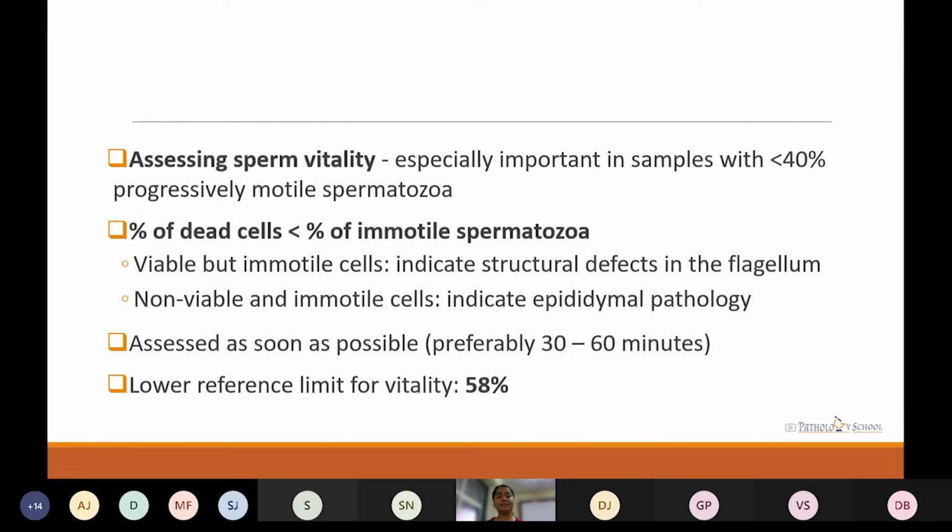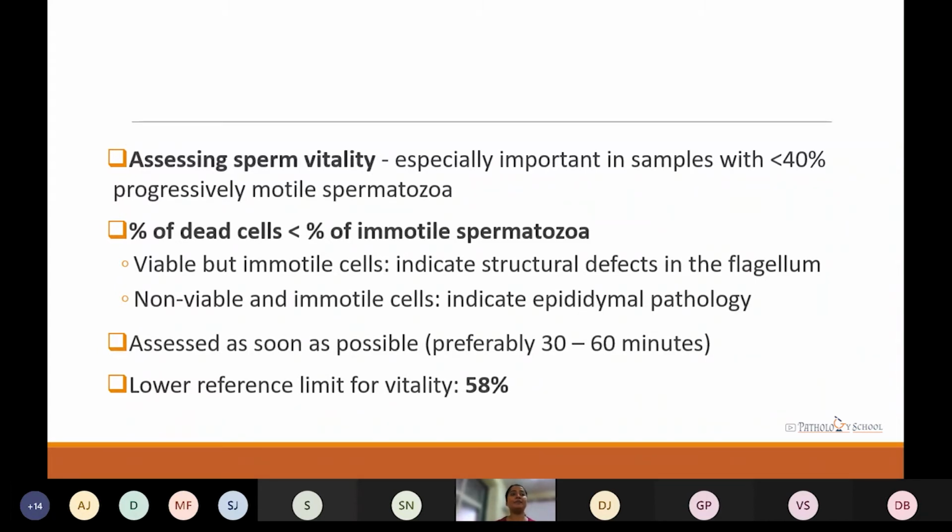Now, when is this sperm vitality being performed? It is done in those samples whose progressive motility is less than 40%. Now, what happens when the percentage of dead cells is less than the percentage of immotile spermatozoa? So when the immotile spermatozoa are large in numbers, what does that indicate? If all of them are immotile but they are all viable, that will indicate that there is a structural defect in the flagellar structure.